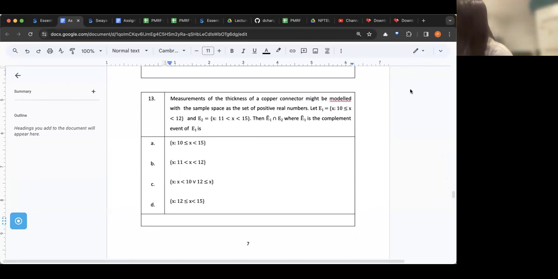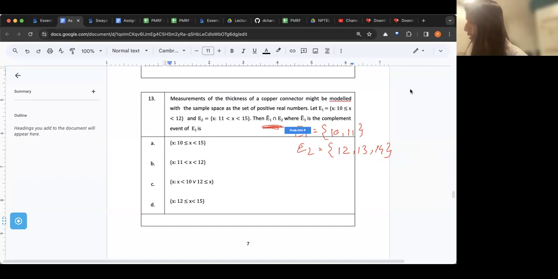So here you have E1 is equal to 10, 11. Again, E2 is equal to 12, 13, and 14. Now, what is the question? You have to find E1 intersection E2. Sorry, E1 complement intersection E2.